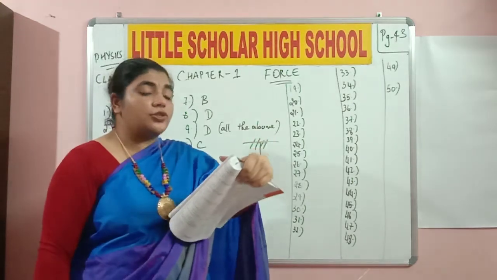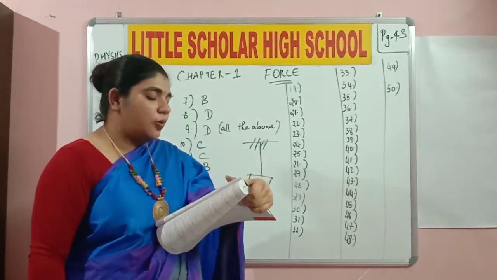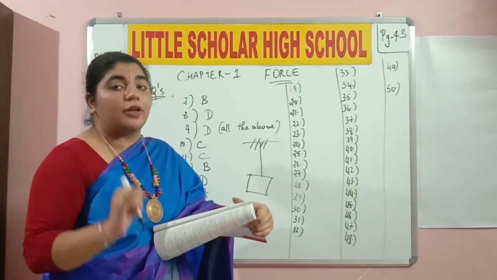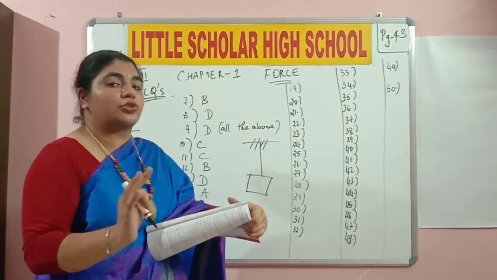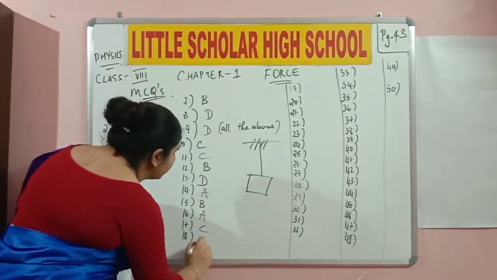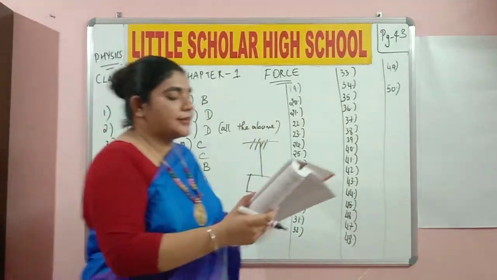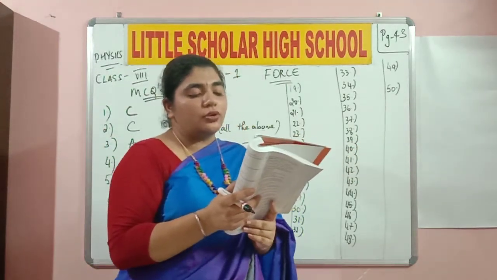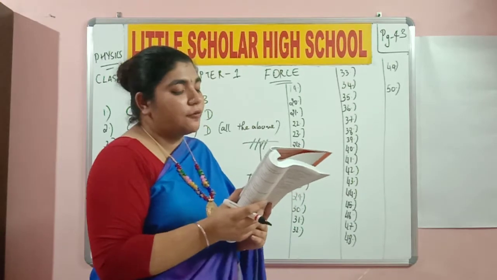18th one. A force can change dash, dash and dash of a body. It can change the shape, the position and the direction. So the option is D, which is all the above. Next, the force acting on a unit area of mass of surface is called.